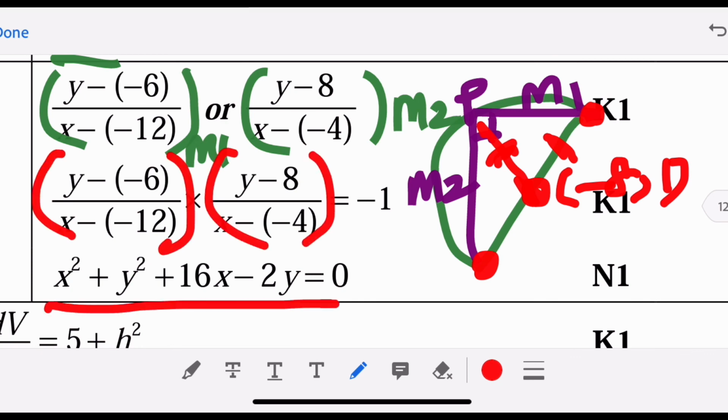So if you use the gradient, the answer will be the same. So make sure you write equal to 0 for the locus equation.